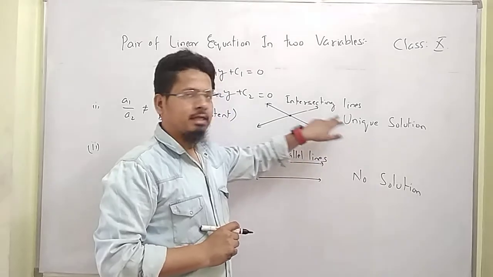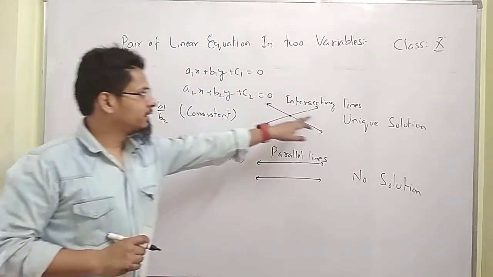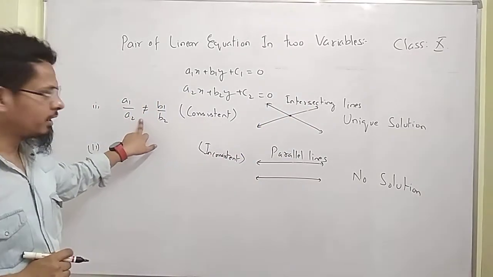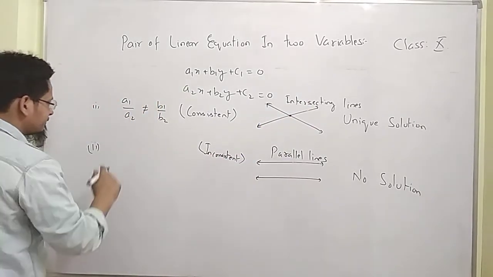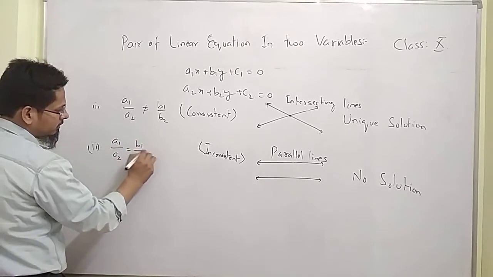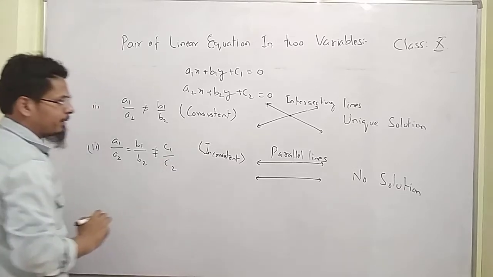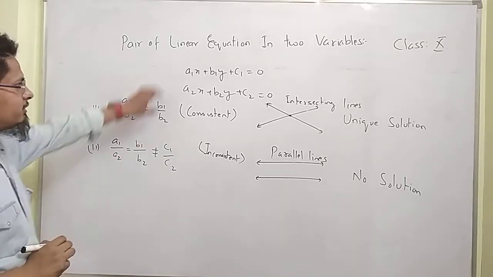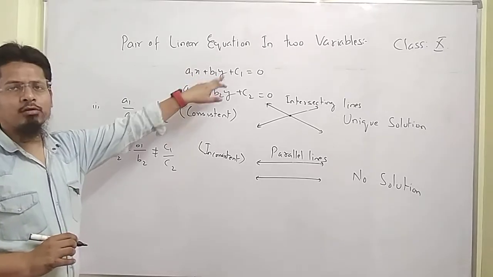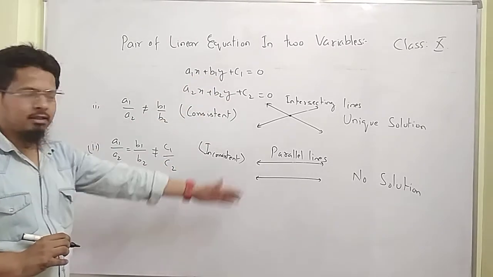Class, you learn all the words together: unique solution, intersecting lines, consistent. This condition is very important for unique solution or intersecting lines, so you have to learn this one. For inconsistent, it is a1 upon a2 is equal to b1 upon b2 does not equal c1 upon c2. It is for parallel lines. We have these three conditions. If we find the coefficients of x and y and the constant terms, we can find out whether the lines are parallel, intersecting, or coincident.